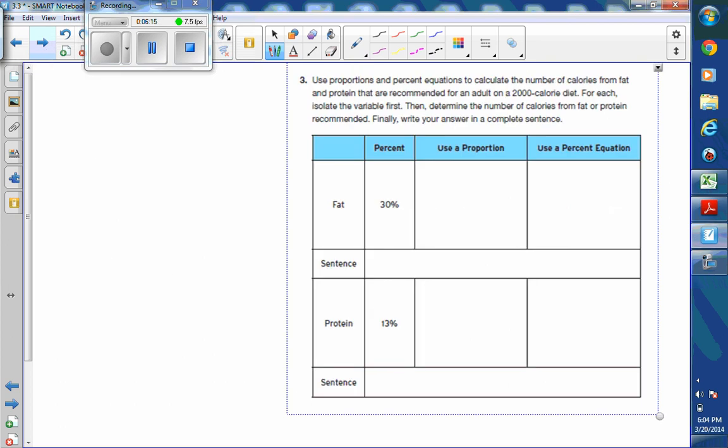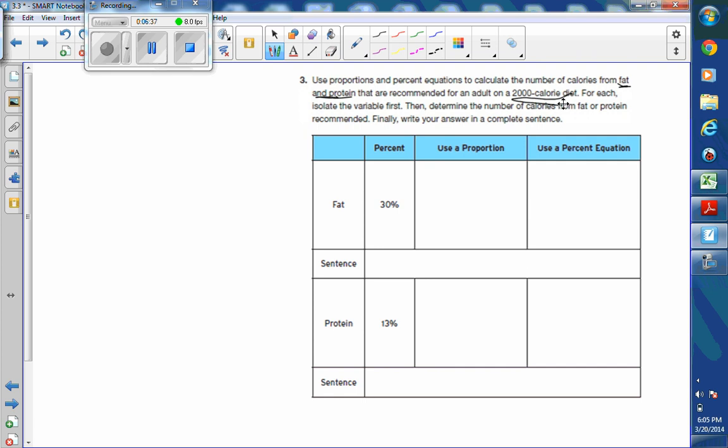Okay, so now use proportions. So we're going to use proportions and percent equations to calculate the number of calories from the fat and protein that are recommended for an adult on the 2,000 calorie diet. So we're still staying with the 2,000 calories. For each, isolate the variable first, then determine the number of calories from fat or protein recommended. Finally, write your answer in a complete sentence down at the bottom.